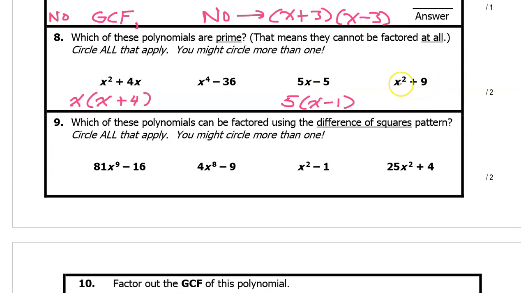The last one has no GCF. There are no numbers in common. There are no variables in common. Okay, so we've eliminated the two that have a GCF.